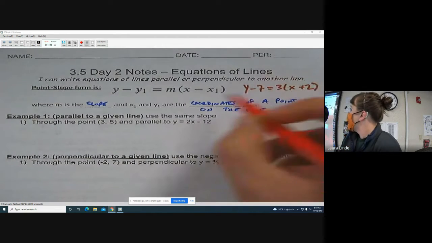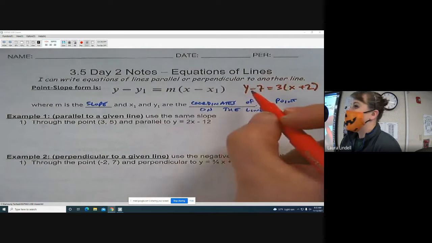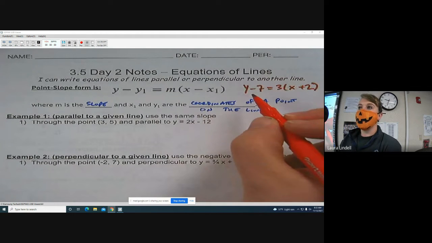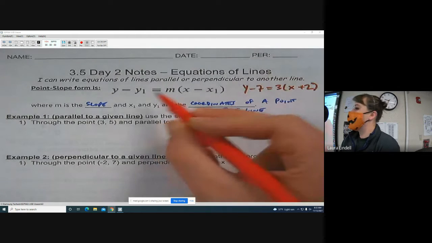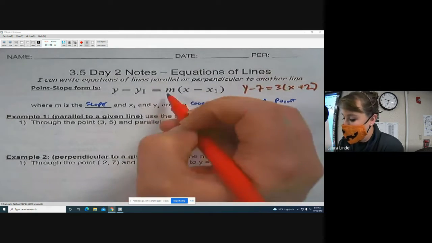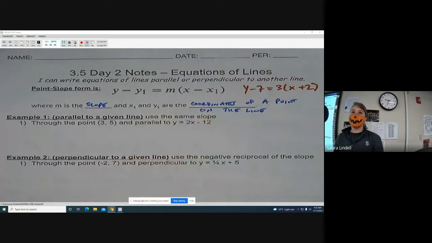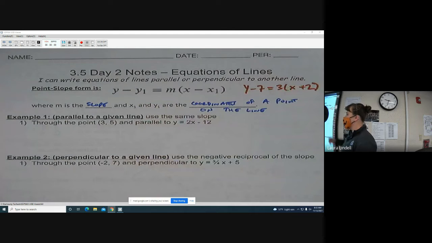So an equation like this might look something like this. The only variables that should be left over when you're done writing it should be x and y. All the other things should end up being numbers. So y1, m, and x1 will all be replaced with numbers. Okay, so let's see what this is going to look like for us.